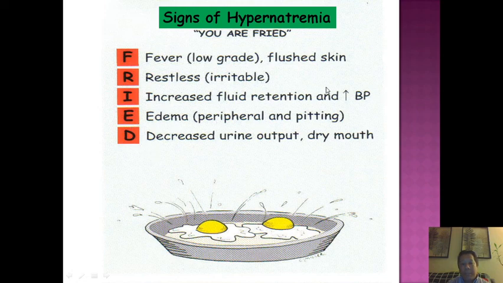If you retain fluid because of this, then a patient may have edema, peripheral edema, or pitting edema. And of course, the urine output will be less. Patient will have dry mouth, all signs of dehydration.